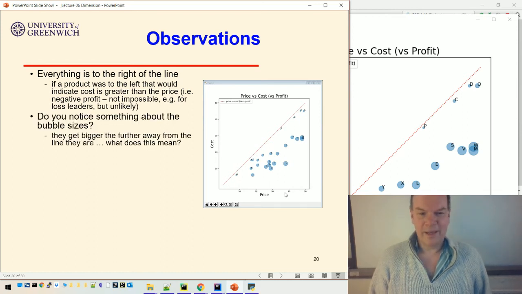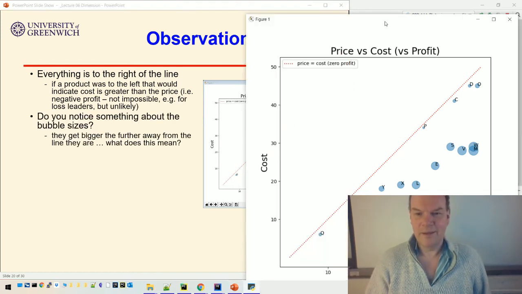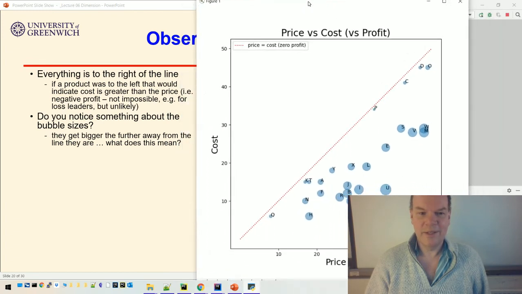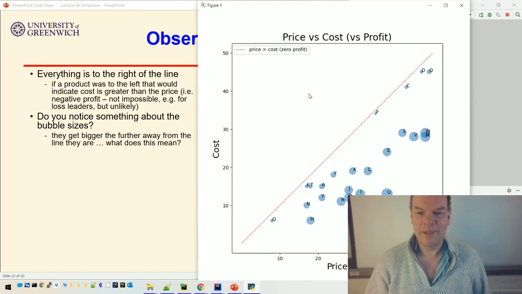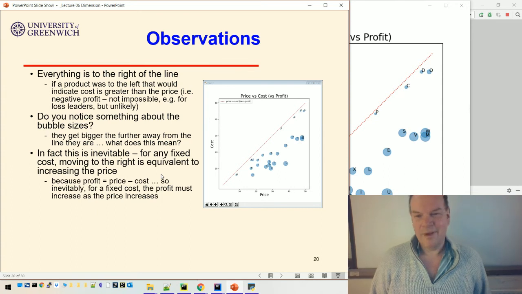Okay, and the other thing is, perhaps it's clear on this, can you see something about the bubble sizes? Can you see that the further away from that red line they get, the bigger they get? So you might say, well, is that telling us something interesting? In fact, it's not. It's inevitable, because if you think about any fixed cost, moving to the right is equivalent to increasing the price.